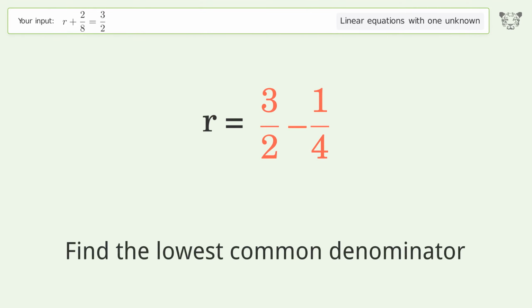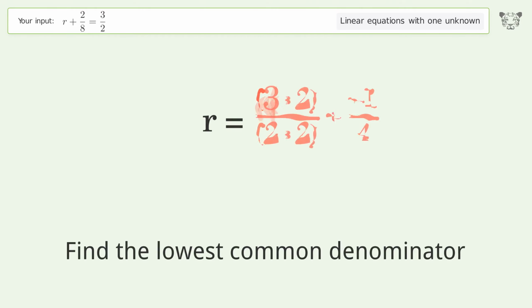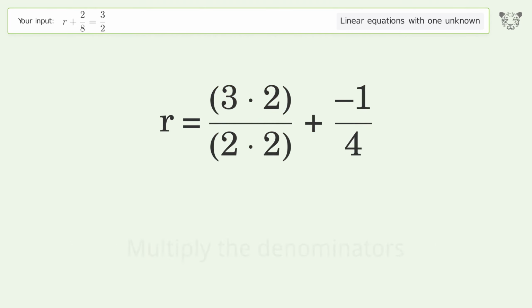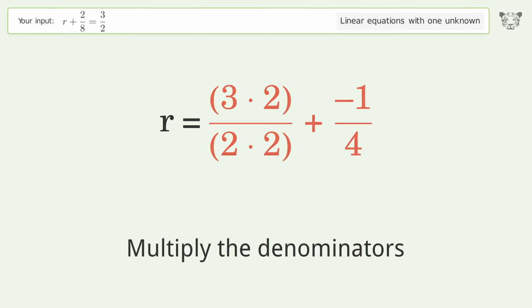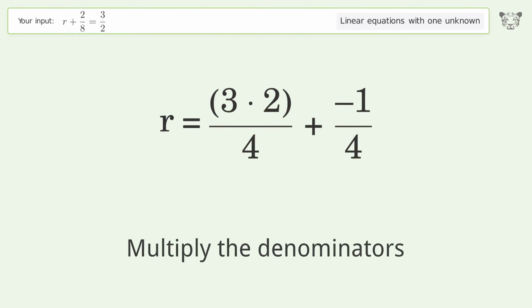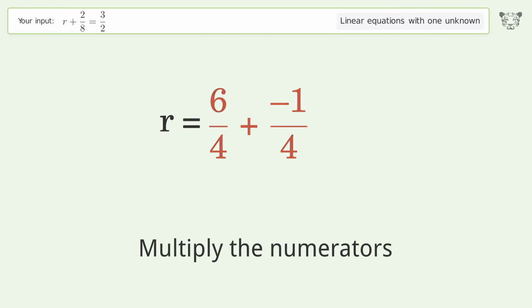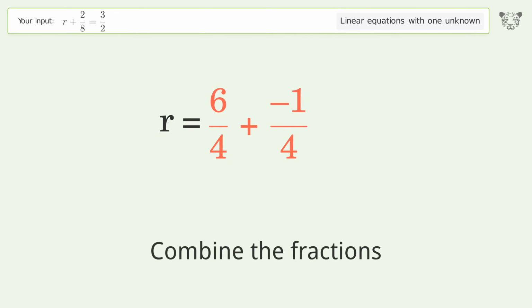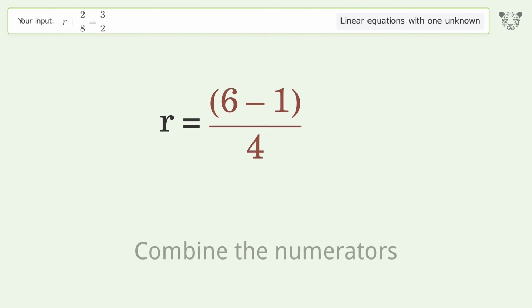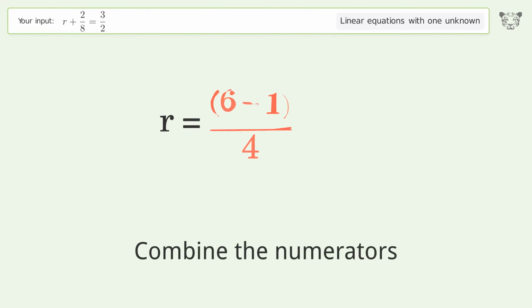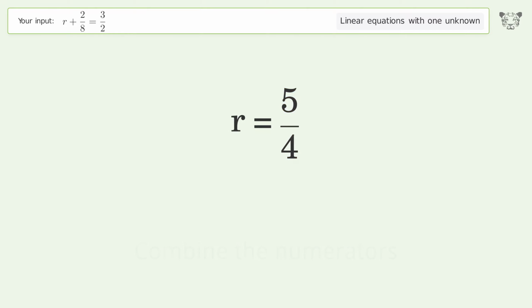Find the lowest common denominator. Multiply the denominators. Multiply the numerators. Combine the fractions. Combine the numerators. And so the final result is r equals 5/4.